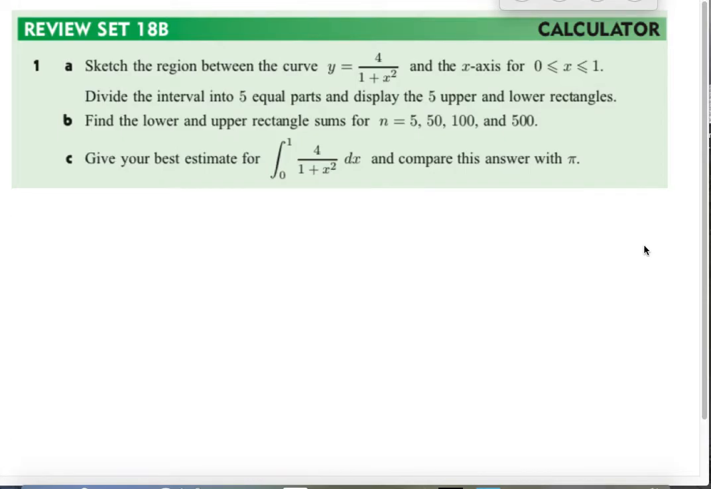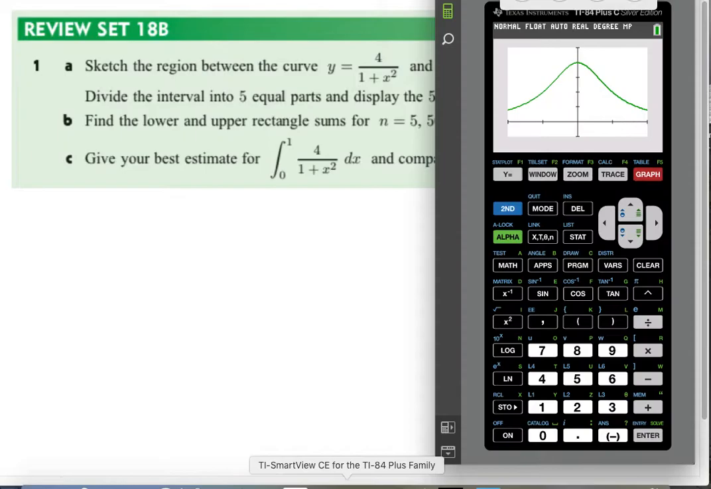Okay, so the question is, how do you do these lower and upper sums for more than like 5 or even 10 rectangles, like 50 or 100 or 500? So obviously this is on the calculator portion. So let's grab our calculator right here.